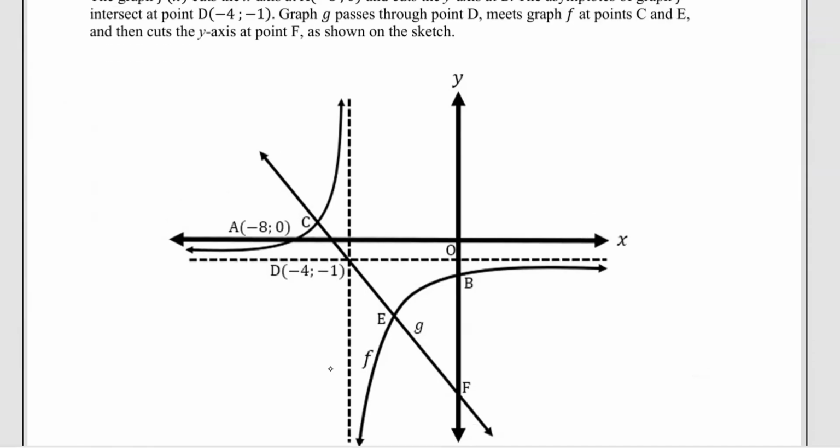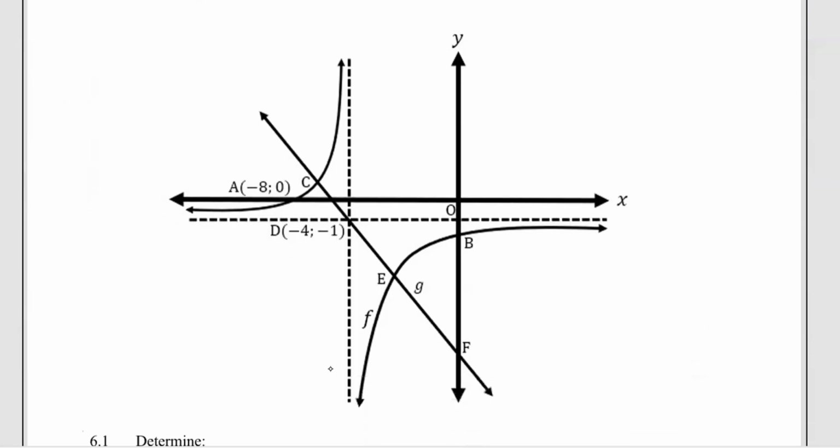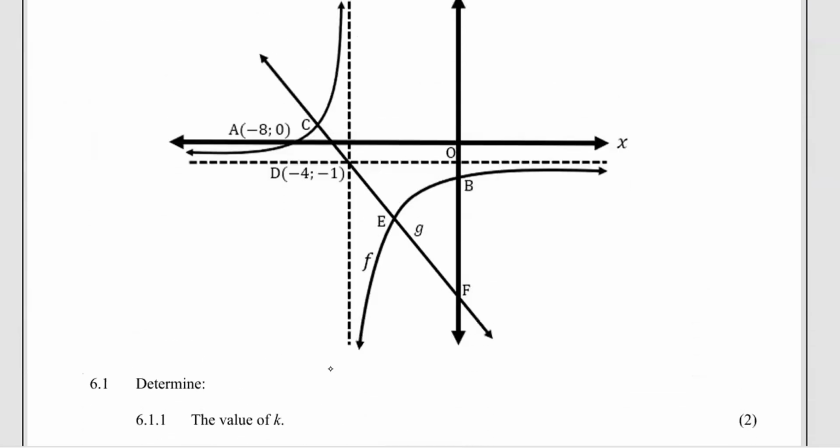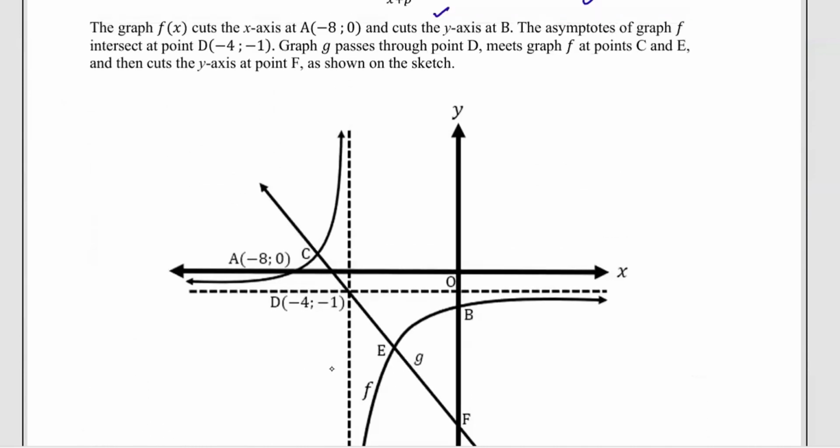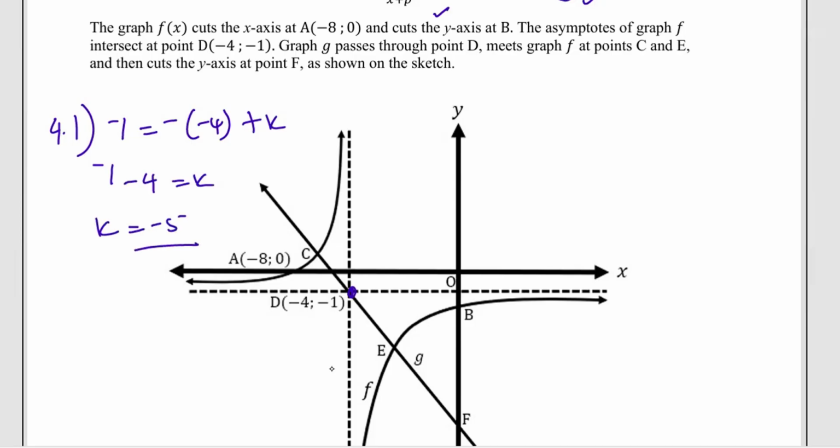We have those coordinates, they meet at those points, and so on and so forth. They want us to get the value of k. What is k? K is the y-intercept of the axis of symmetry. So for us to get this k, we have to use this intersection, point D. So with D, I'm going to say negative 1 is equal to negative 4 plus k. So negative 1 minus 4 is k, meaning that k is negative 5.